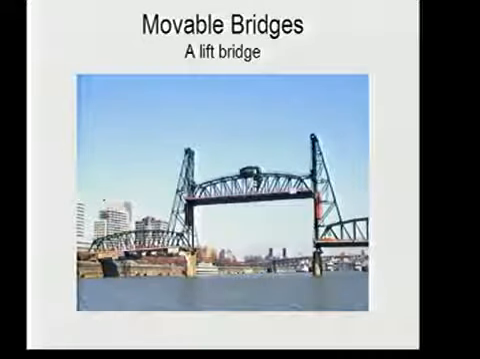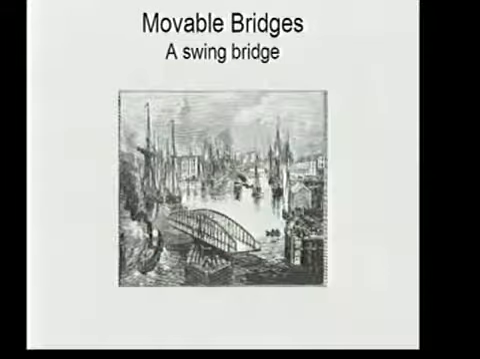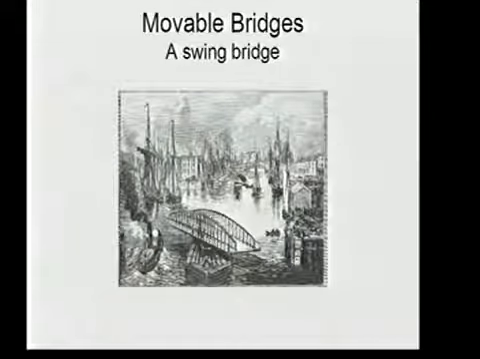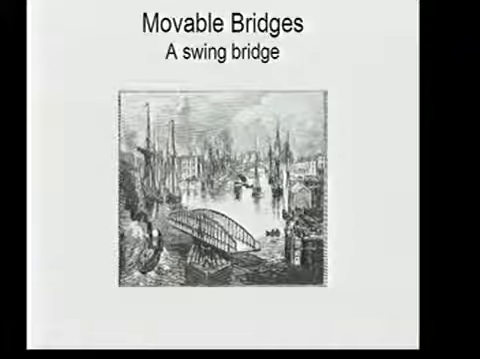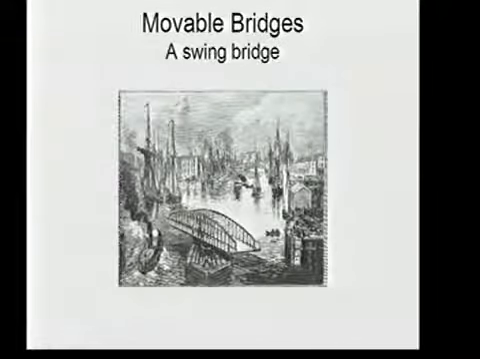You have movable bridges. Chicago is famous for its movable bridges. We've got a lift bridge here. They take the whole center span and lift it up so boats can go through underneath it. You have a swing bridge. Quite literally, the bridge swings sideways. There's one of these on the north branch of the Chicago River, I believe, that is still in existence. I don't know whether it works, but it's still up there.